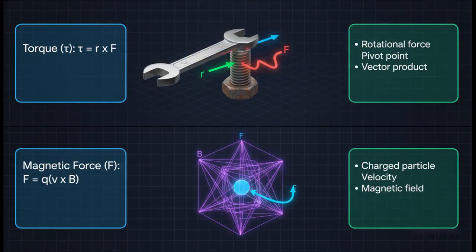Torque, the very concept we started with, is literally defined as the cross product of the position vector r and the force vector F. It's the same story with the magnetic force on a moving charge. It's found by taking the cross product of its velocity v and the magnetic field B. And notice, in both cases, the resulting force is perpendicular to the original vectors. That's a direct consequence of how the cross product works.